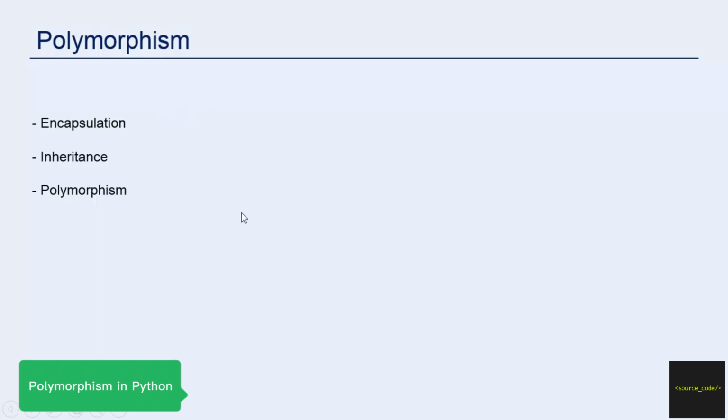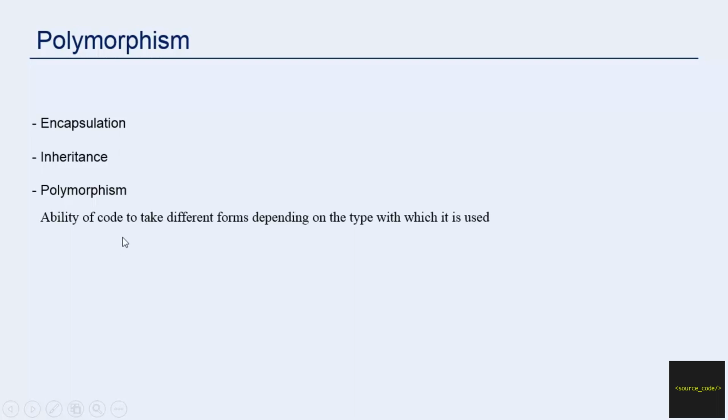The three main features of object-oriented programming are encapsulation, inheritance, and polymorphism. We have seen the first two. Now let's see what is polymorphism. The meaning of this word polymorphism is the ability to take many forms. In programming, this means the ability of code to take different forms depending on the type with which it is used. Let us understand this with the help of an example.